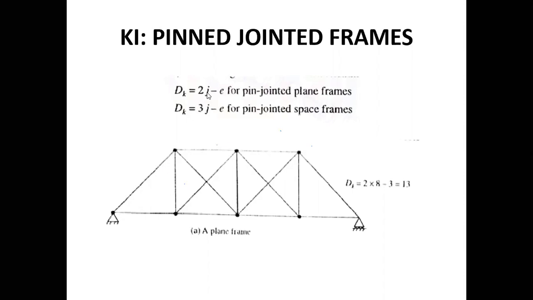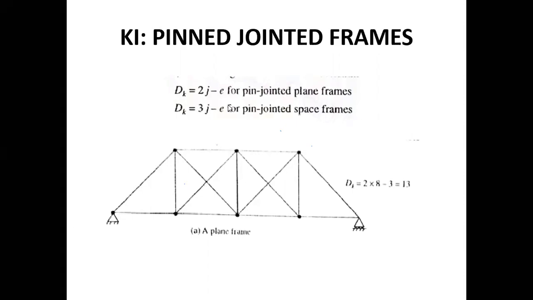The equation becomes like this: 2j minus r, or we can say e, anything, in the case of a pin jointed plane frame, and for a space frame it is 3j minus r or e. So this is a truss. It is an example of a pin jointed frame. Here also we'll calculate the degree of kinematic indeterminacy.